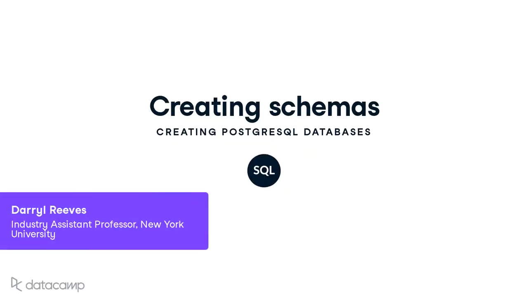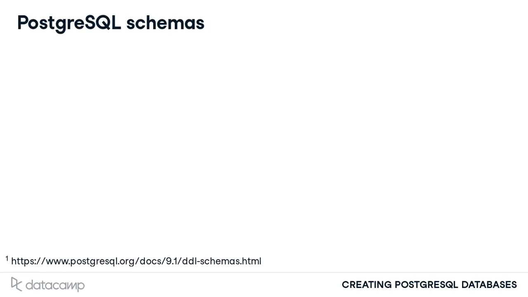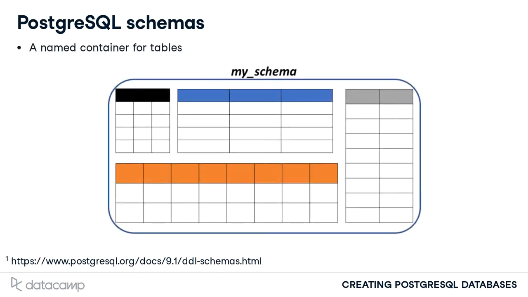We have learned about fundamental structural components of PostgreSQL, namely databases and tables. In this lesson, we'll explore one more structural component, the schema. A schema is similar to a directory on an operating system. However, instead of containing files, the schema contains a collection of tables.